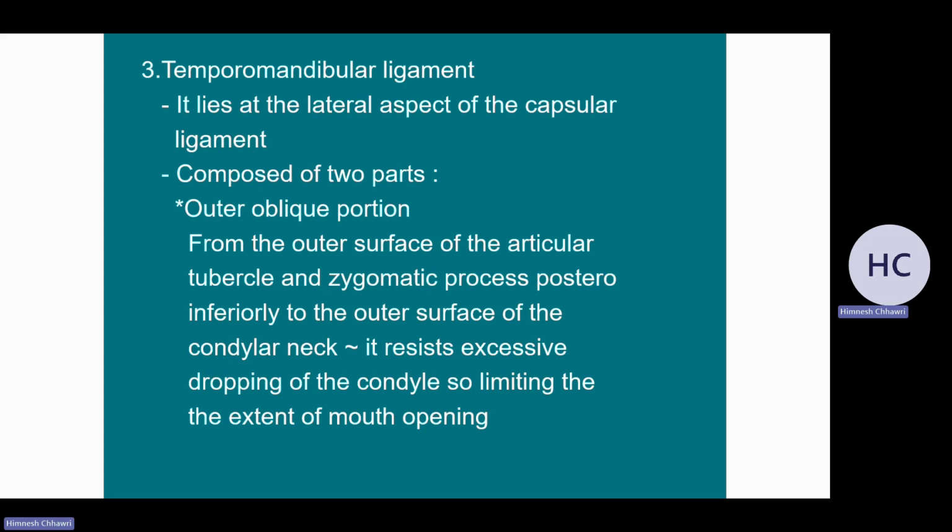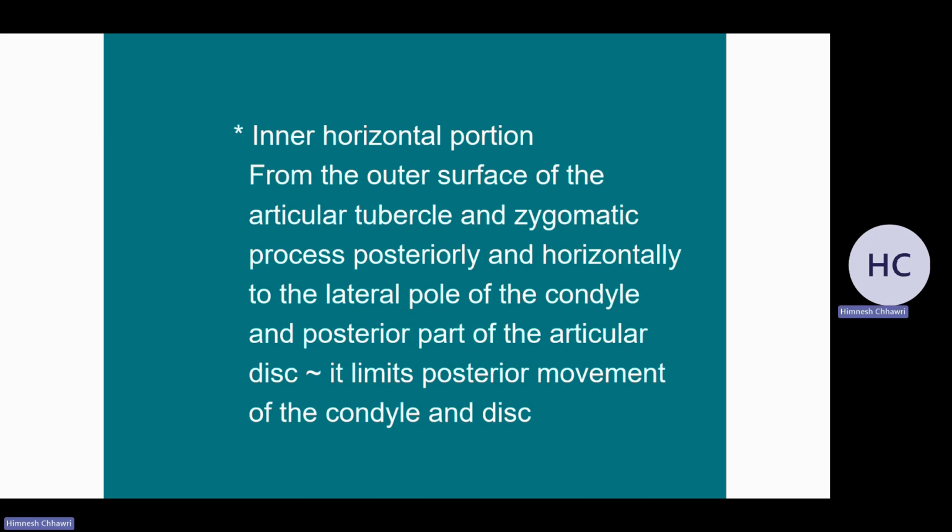Then we have the inner horizontal part. It is horizontal from the name. It is present inside and it is horizontal. Also, you don't need to know exactly the landmarks where it runs from, but if you need to get an A, obviously everyone's aiming for an A, but to be precise, you can tell the professor, if he asks you, it runs from the outer surface of the articular tubercle and to the zygomatic process. These two.